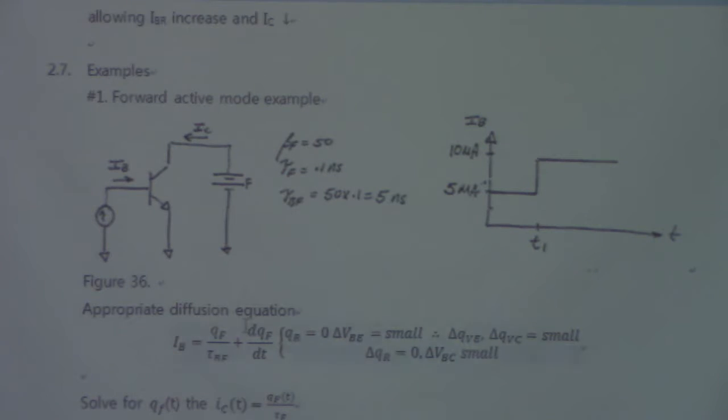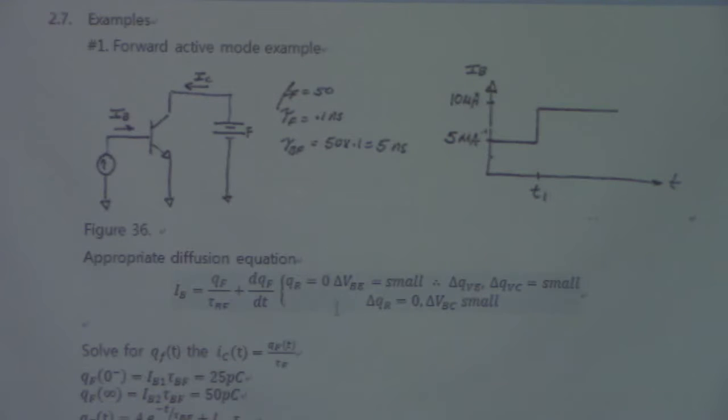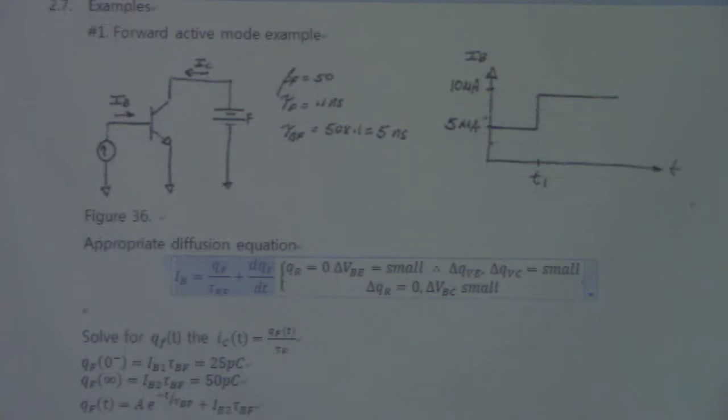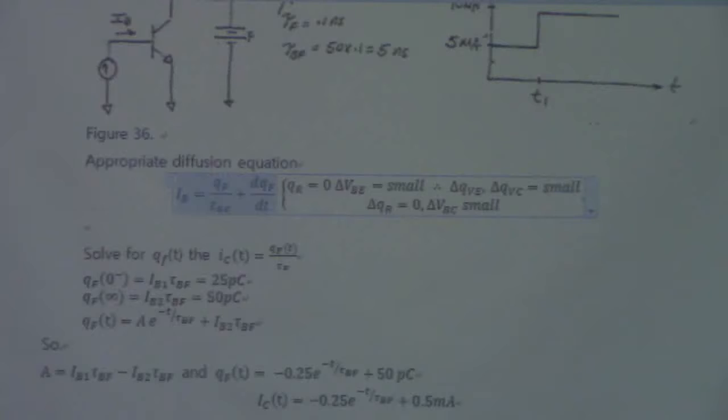And the approximate diffusion equation is, we are going to use this current equation, as given in the earlier discussion. And for the QF, this is a misprint. It should be big F. The current is going to go like this, and this is 25 picocoulombs, and then it's going to increase to 50 picocoulombs, and the QF is going to be represented with this equation.